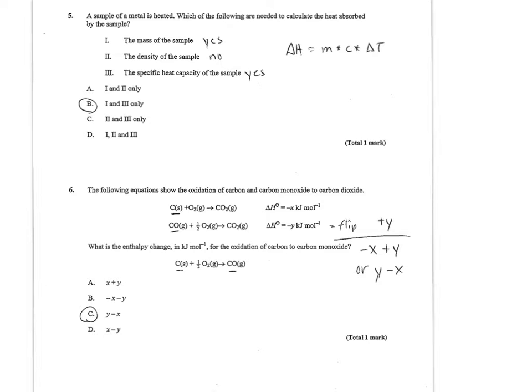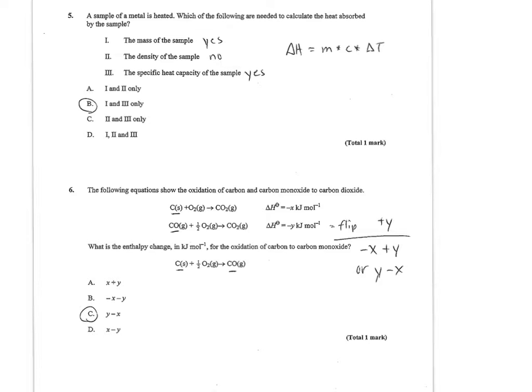Number 6, the following equations show the oxidation of carbon and carbon monoxide to carbon dioxide. What is the enthalpy change in kilojoules per mole for the oxidation of carbon to carbon monoxide? So when I look at the desired equation, I see that my first equation provides carbon solid as a reactant, and I want it as a reactant in my final equation.